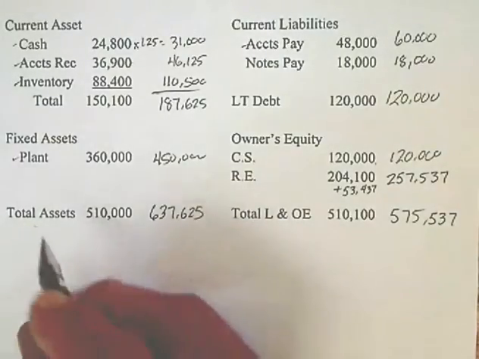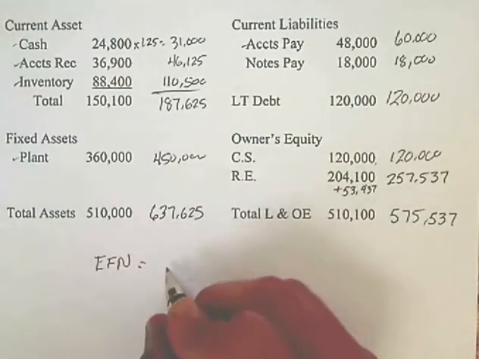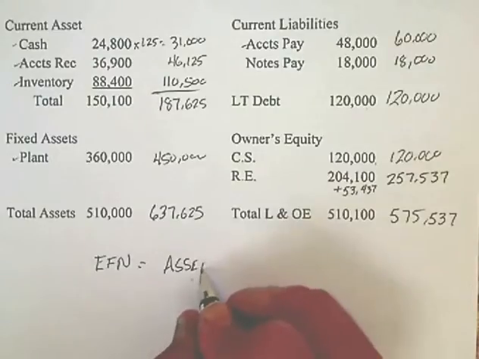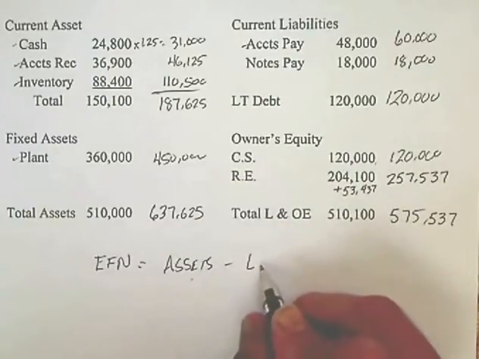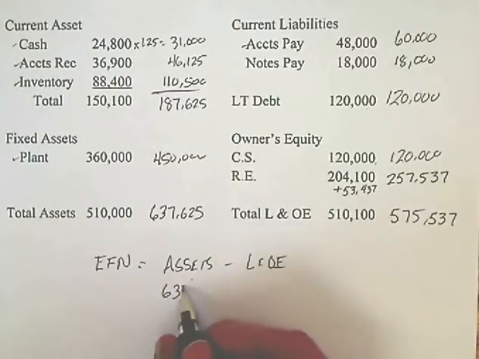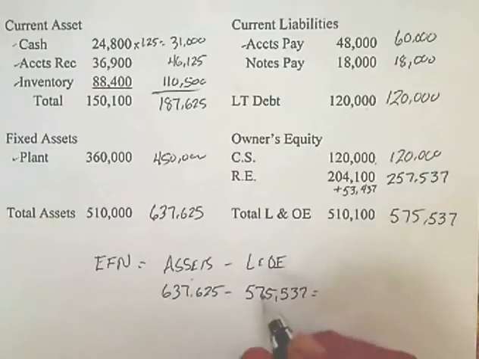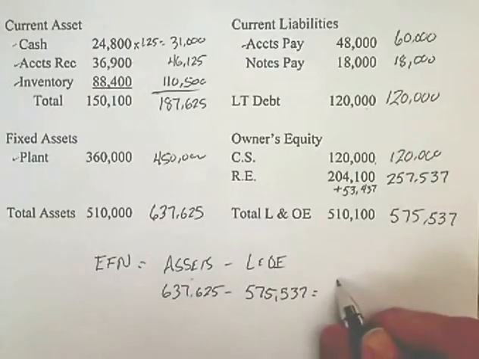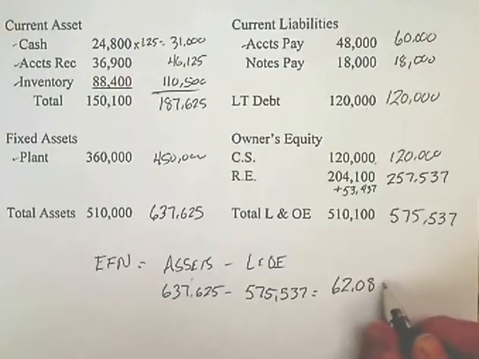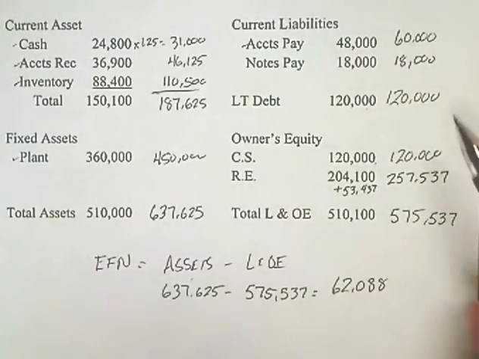And that's what you're calculating here. What is the external financing needed, which is just your assets minus your liabilities plus owner's equity. How much does your balance sheet not balance? So in this case, 637,625 minus our 575,537 to get 62,088. We need to get 62,088 bucks in order to support those assets from somewhere.